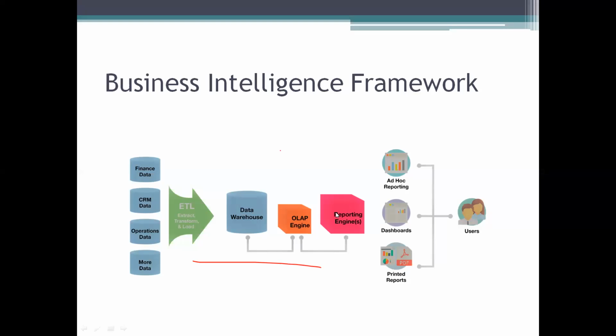Now, the report engine is again a built-in tool that is present in any data warehouse business intelligence tool. The main aim of this report engine is to generate queries and pass them to the OLAP engine. The OLAP engine will run those queries against the data warehouse and give the report engine the output. That output can be in the form of dashboards, printed reports, or ad hoc reports, and eventually this will go to the end user. So this is pretty much the business intelligence framework. If you have any questions, feel free to reach out to me.